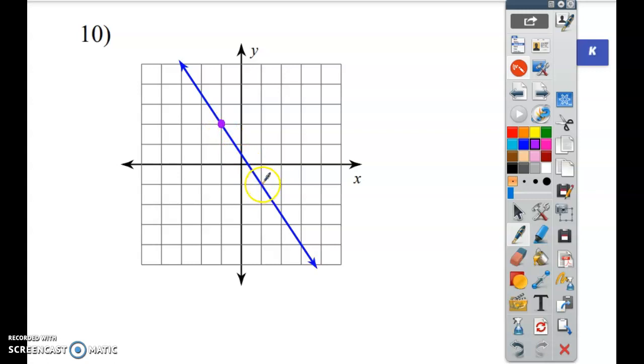Here's the perfect corner. And then once you found the 2 points that you want to do, then you do the rise over run. So down and over, and you count. Down 3, -3, over 2, and that's your answer. Okay?